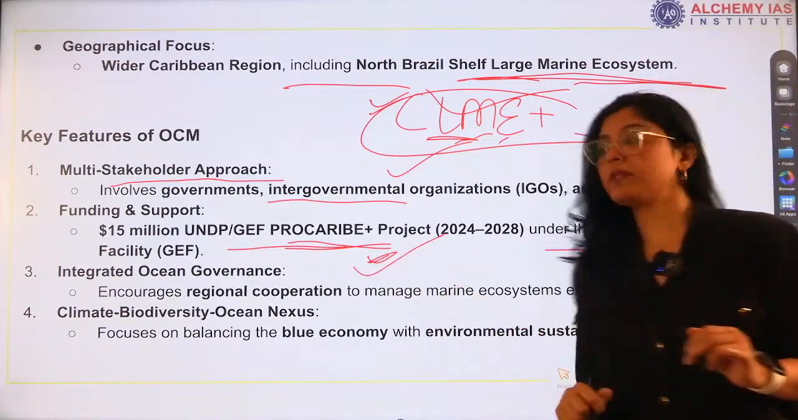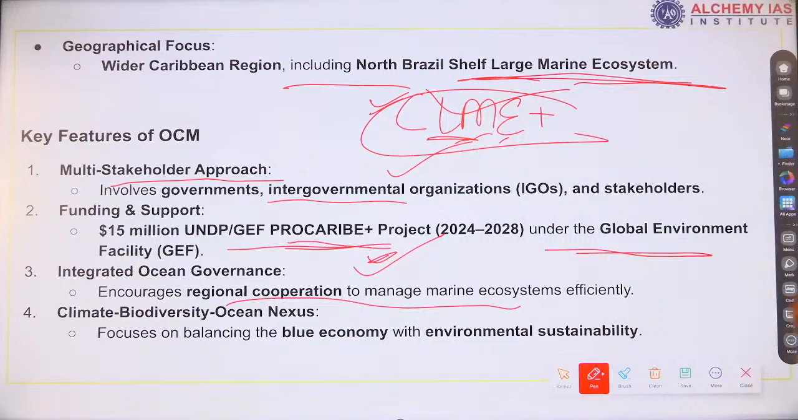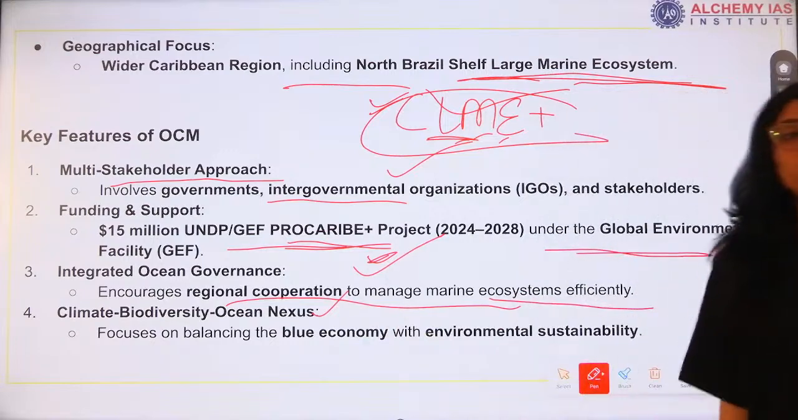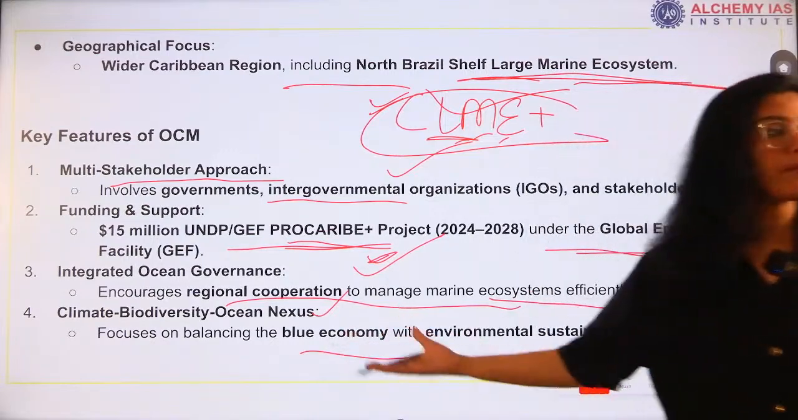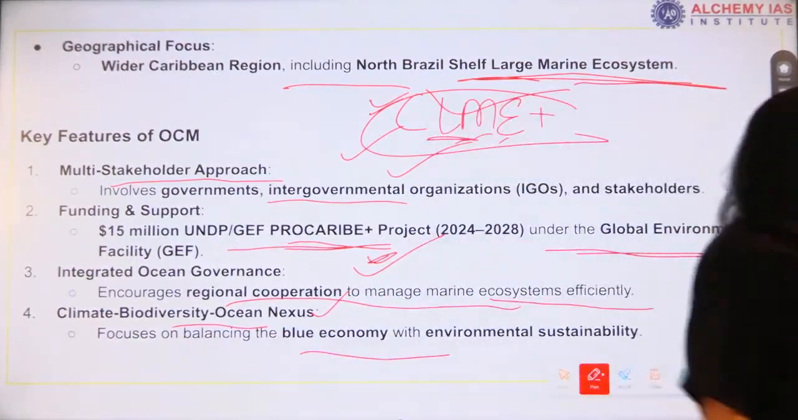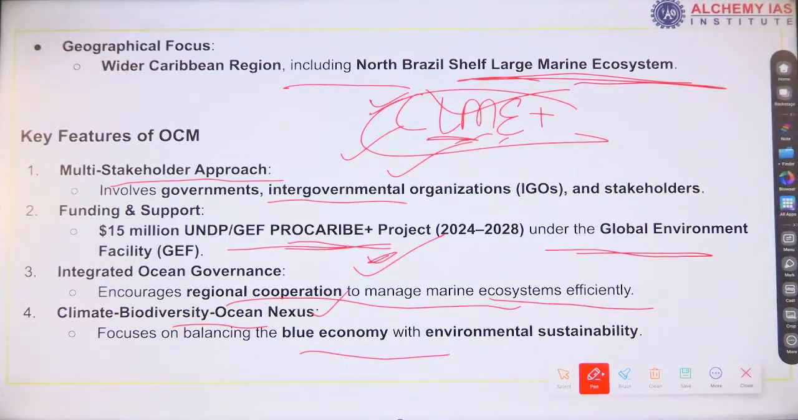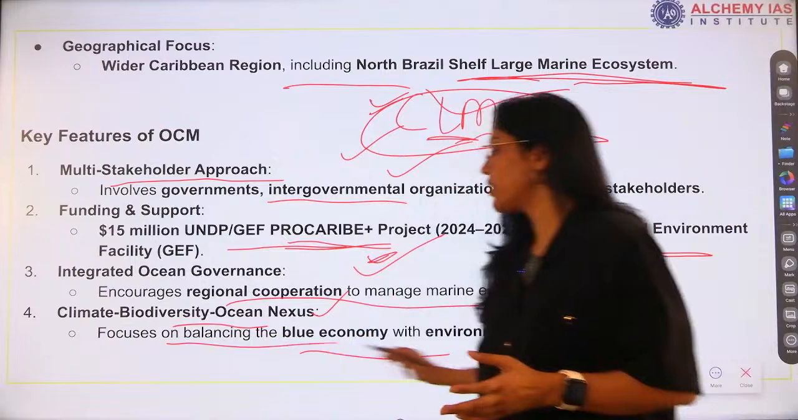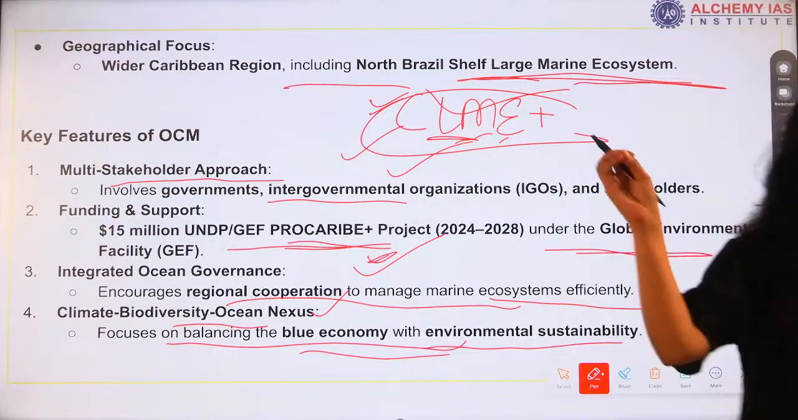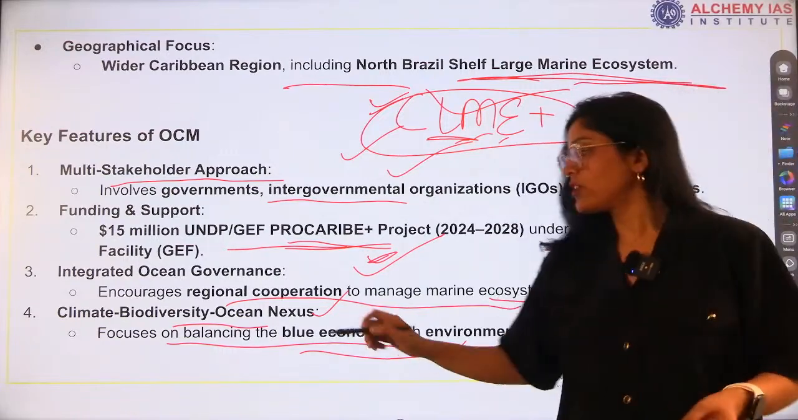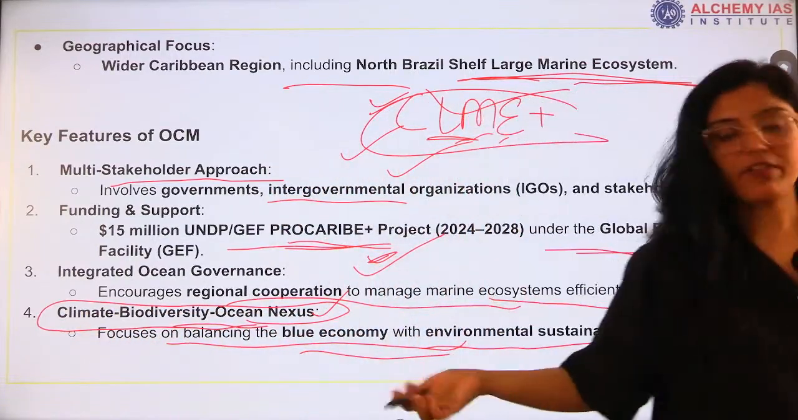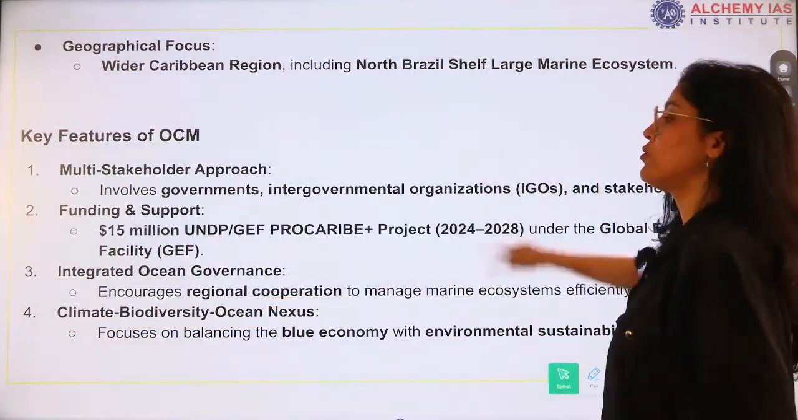Integrated ocean governance will be there, in which it will encourage regional cooperation to manage marine ecosystems efficiently. Climate, biodiversity, ocean nexus: this will be a feature of OCM. They all will be focusing on balancing the blue economy with environmental sustainability. Very, very important. Yes or no? So there will be a nexus of these three things: biodiversity, climate and ocean. So these are the features of OCM.